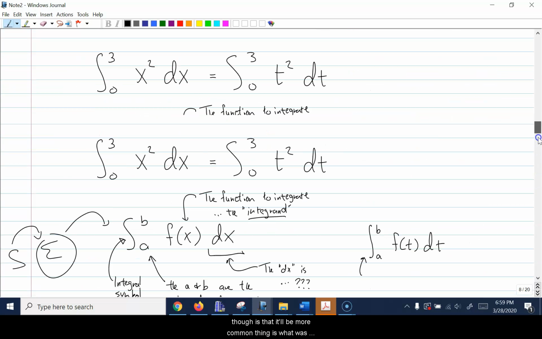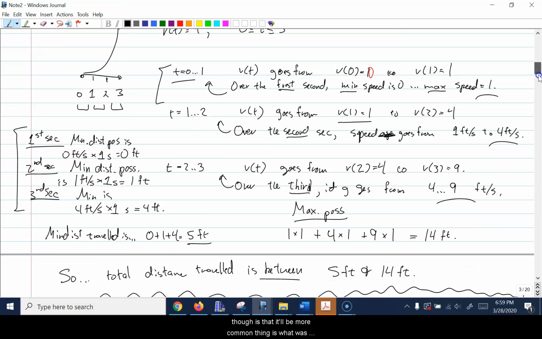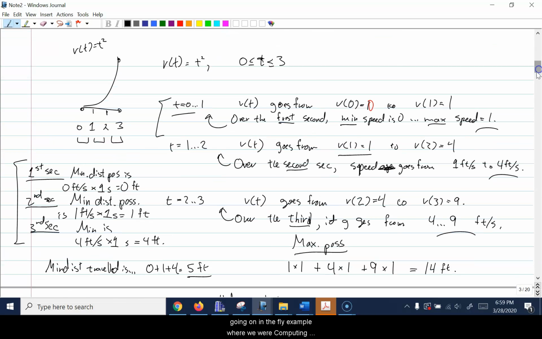The more common thing is what was going on in the fly example, where we were computing the integral of v of t dt. V was a rate of change, remember. The most common thing to integrate is a rate of change to turn it into a total change. V was measured in feet per second, and dt was measured in seconds. So we had feet per second times seconds. The seconds cancel and you wound up with feet.